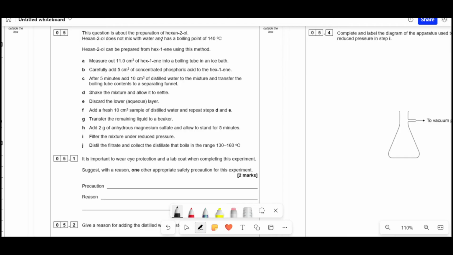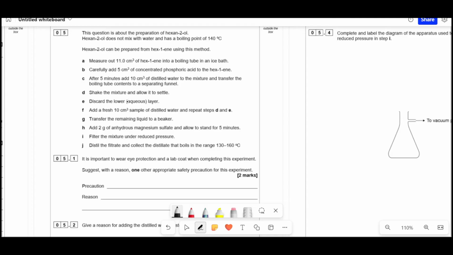This question is about the preparation of hexan-2-ol. Hexan-2-ol does not mix with water and has a boiling point of 140 degrees Celsius. It can be prepared from hex-1-ene by doing this method. You get 11 centimeters cubed of hex-1-ene in a boiling tube in an ice bath. You add 5 centimeters cubed of concentrated phosphoric acid to the hex-1-ene.